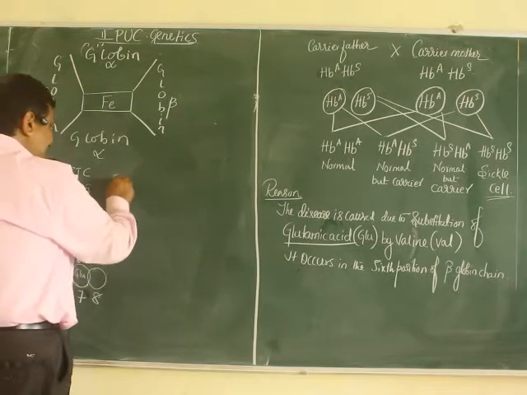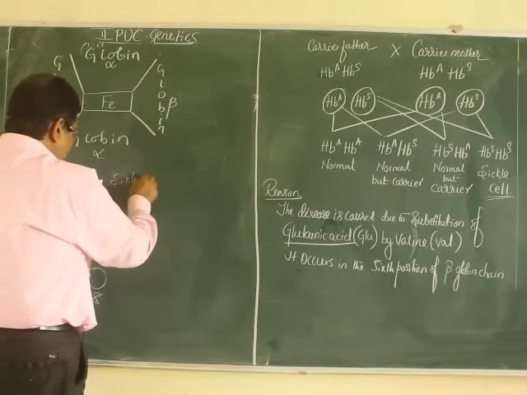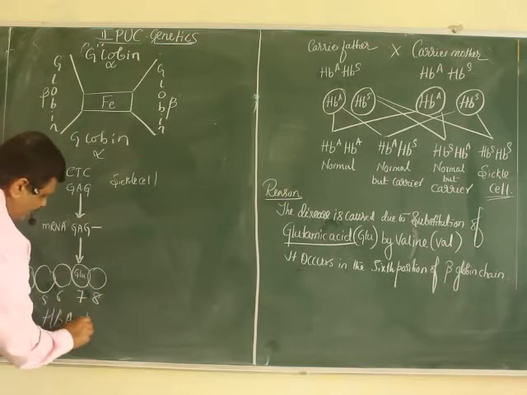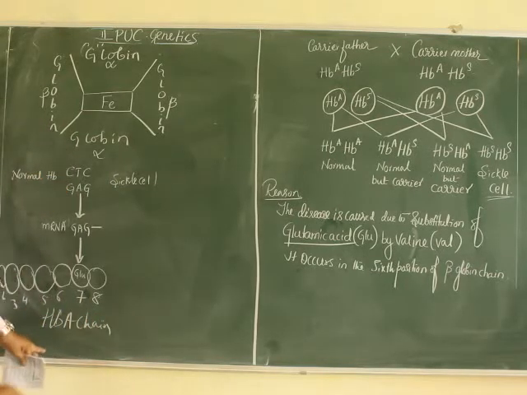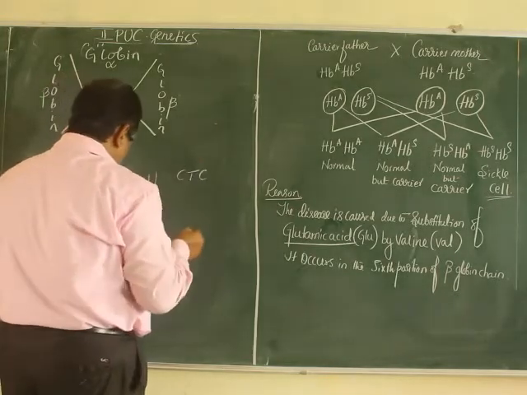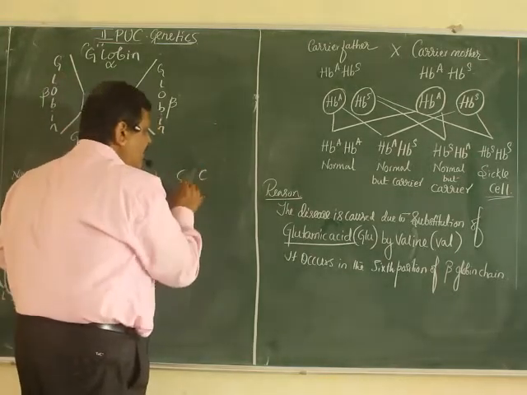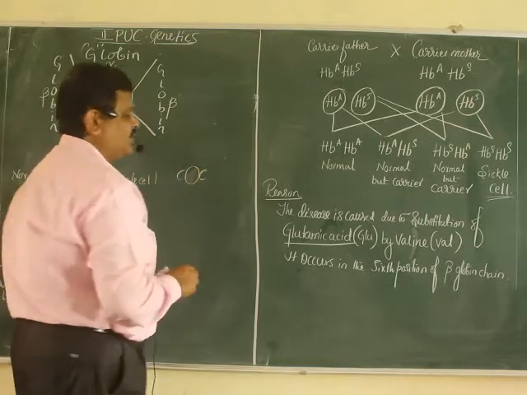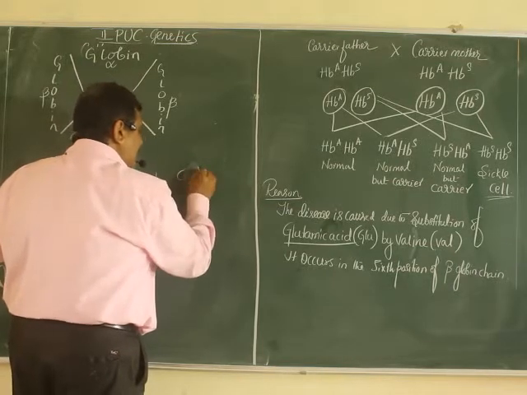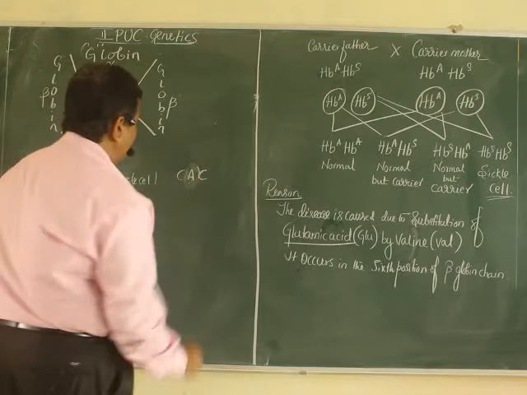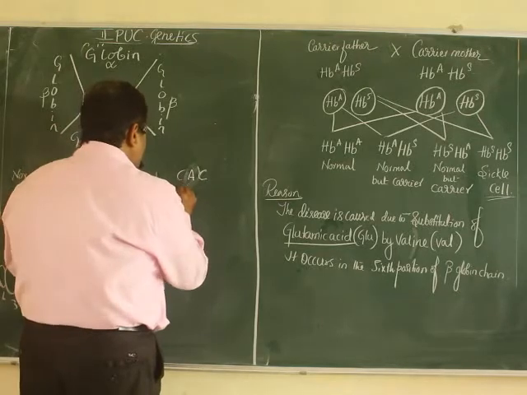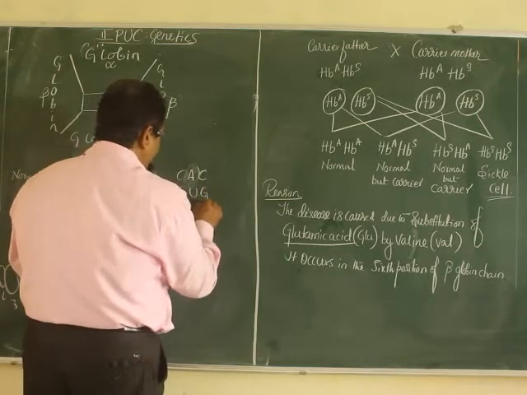But in the sickle cell case, I will call the normal chain the HbA peptide chain. In sickle cell, CTC will change. Now see, this is one point where the change occurs. Instead of T, what other alphabet will come? Instead of T, A will come here. Then what happens? G, U, G.